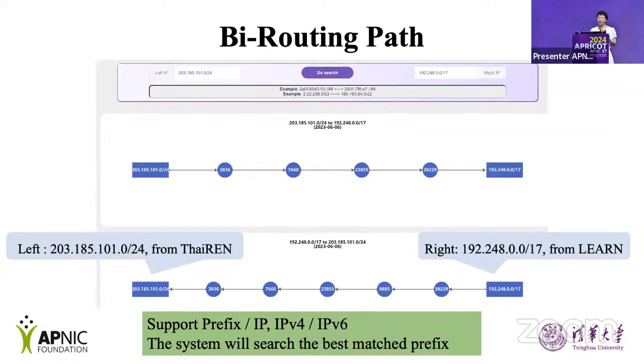Also, you can check by routing path. You can put 2 prefixes here and get the forwarding routing path and the reverse routing path. Here we can see they are not the same.